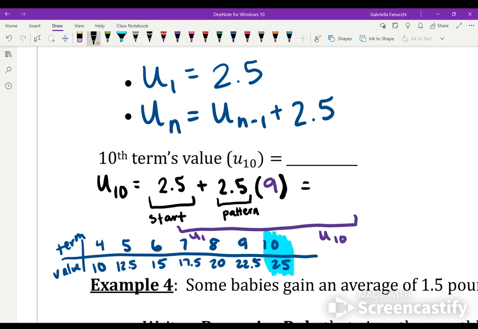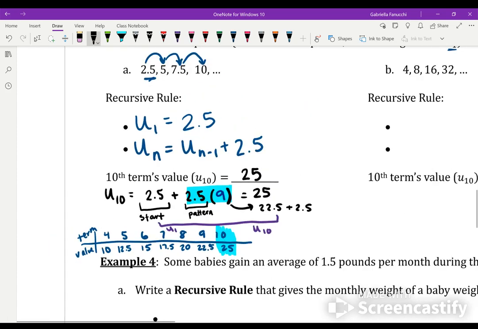So we're going to do this, and I'm going to kind of put it off. I know it's kind of hard to see. But that right there is equal to 22.5, and we still have the plus 2.5. And that is how we get 25 as well. So for the other example, I'm just going to do the expression part. So again, you can make a table or you can go ahead and do the expression.